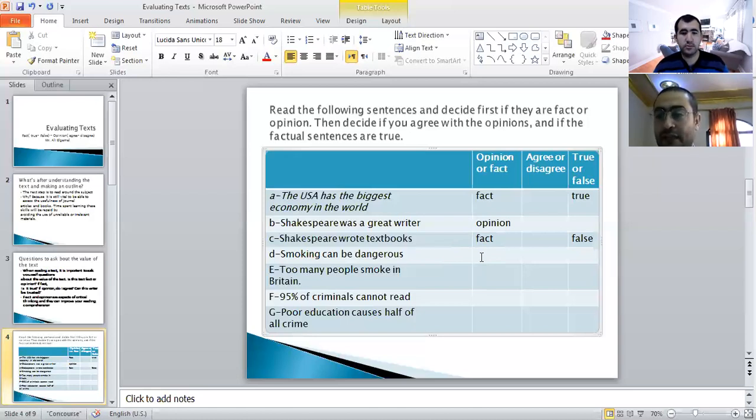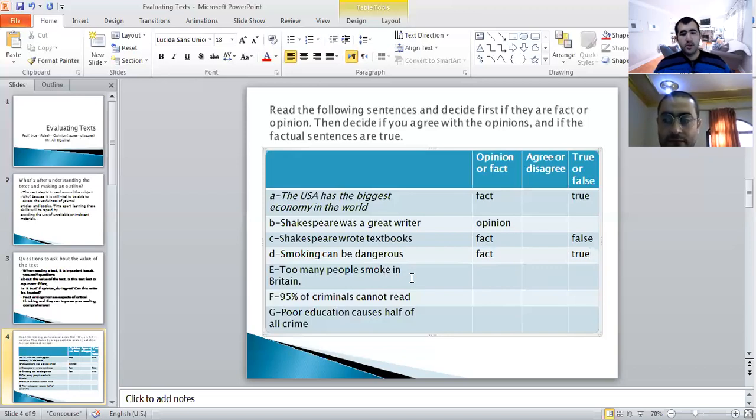We have evidence, data, and for example, observation. We can observe or watch people dying of lung cancer, for example. So this is a fact, and it's true.